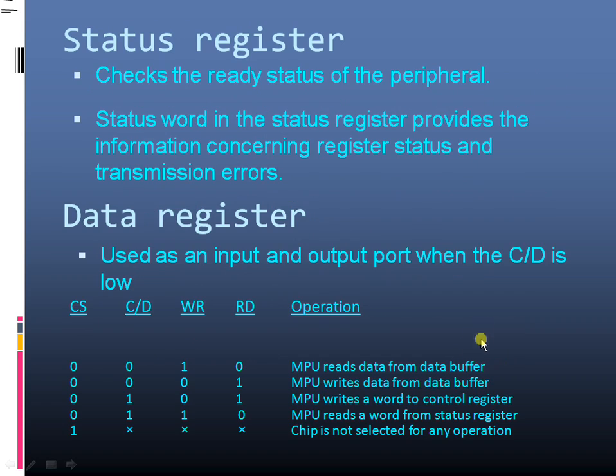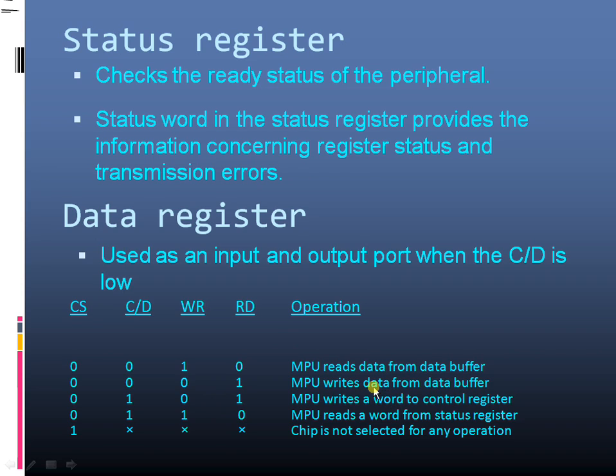Then we have a status register which indicates the current status of 8251, and it is an 8-bit register. And we have one more register, that is the data register, which is going to hold the data. It acts as the input as well as the output port when C by D is low. Now, as you can see the pins here, that is CS, C by D bar, WR, RD, and then the operation.